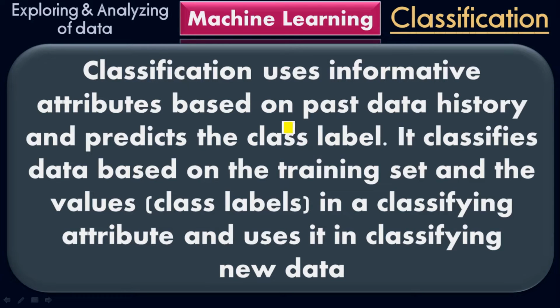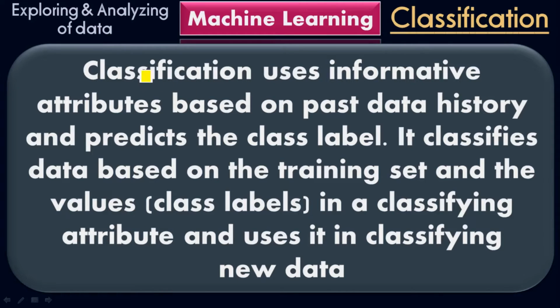It classifies data based on the training set. We have proper classes. For example, we have class 1, class 2. We want to divide the data into class 1 and class 2. So we have the class labels, the class information. So based on the training set and the class information, we classify the data. Based on the training set and the values, the class information, we can classify the new data into proper classes. Classification is the term where machine learning can explore and analyze the data.